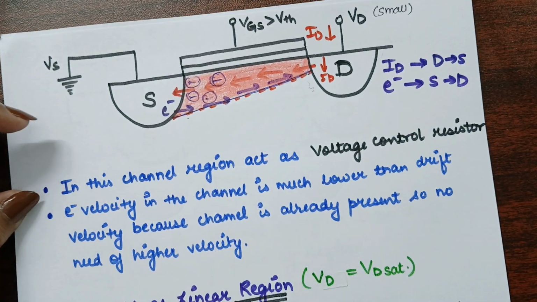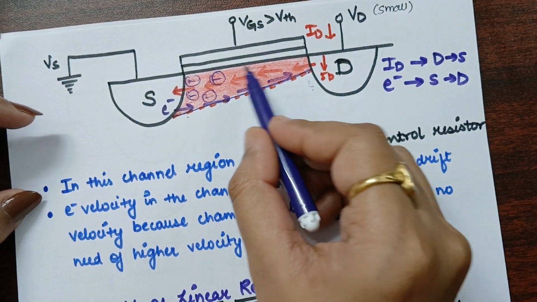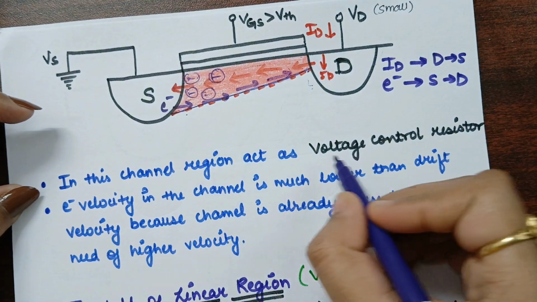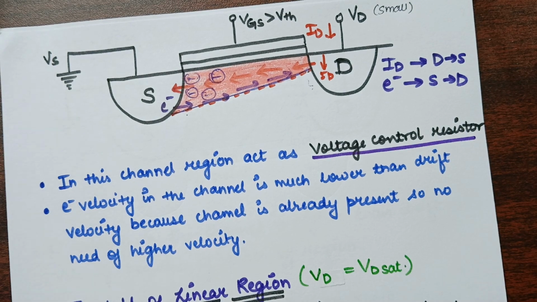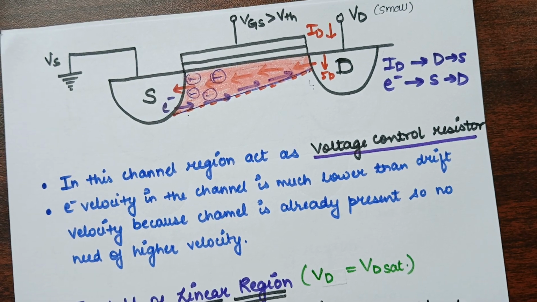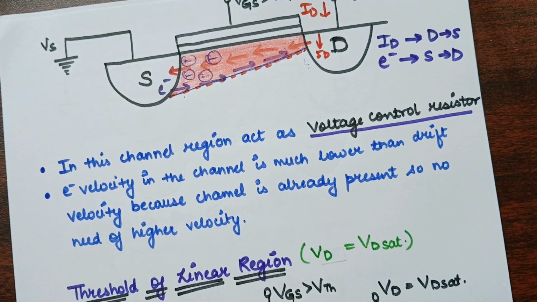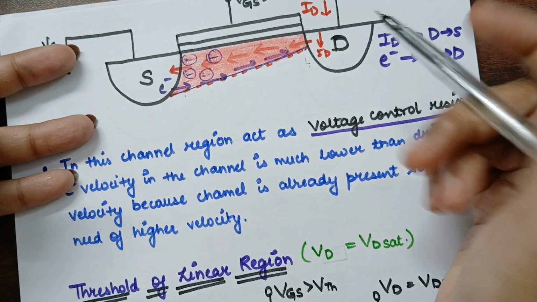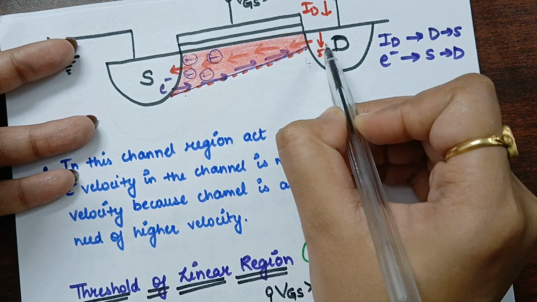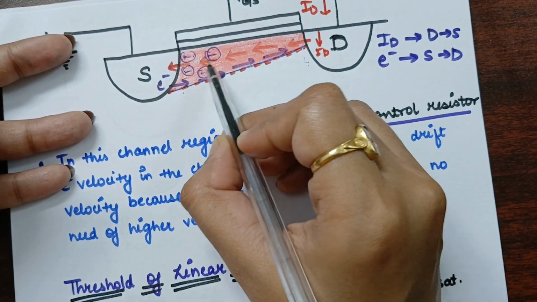Now this channel region will act as a voltage controlled resistor. Okay, so the electron velocity in this channel is much lower than the drift velocity. What you will observe is that this is the drift velocity, that is, the ID current is a drift velocity current.